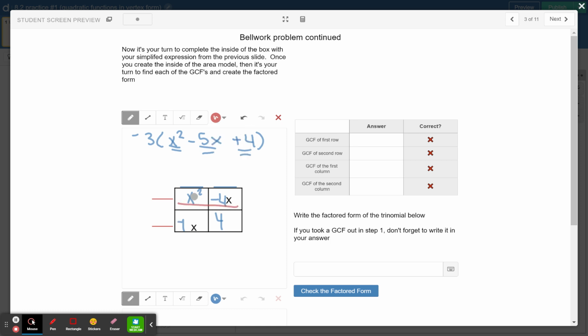And now we do the GCF. GCF of x squared and -4x is x. And then this would be a -1. X squared and -1x is x. And then -4x and 4 is -4. Now it does not matter which way you put it.